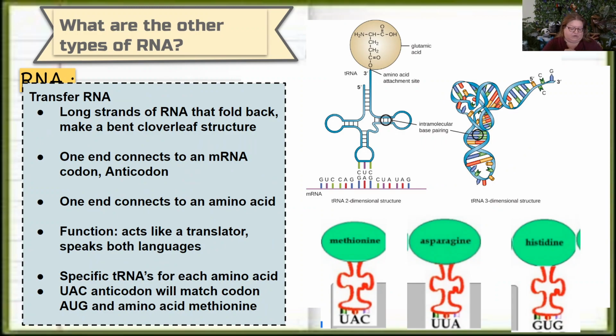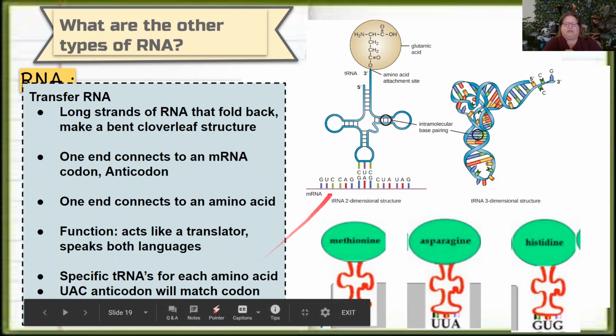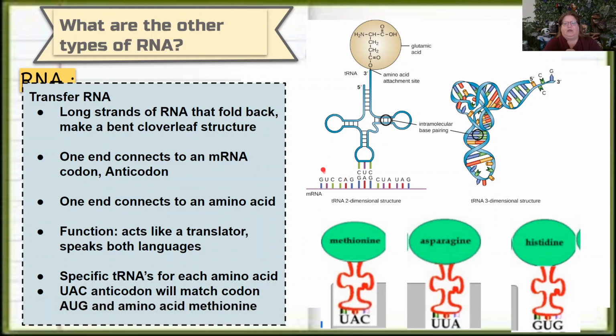Now, the other RNA that we're going to look at, and we're going to unpack this a little bit, is transfer RNA. Now, transfer RNA, again, is a long strand of RNA, and it folds back to form this kind of goofy looking clover leaf that kind of bends. And so you can see different books have different diagrams that show it. But here we have our mRNA, and the job of tRNA, transfer RNA, is, as the name implies, we want to transfer an amino acid.